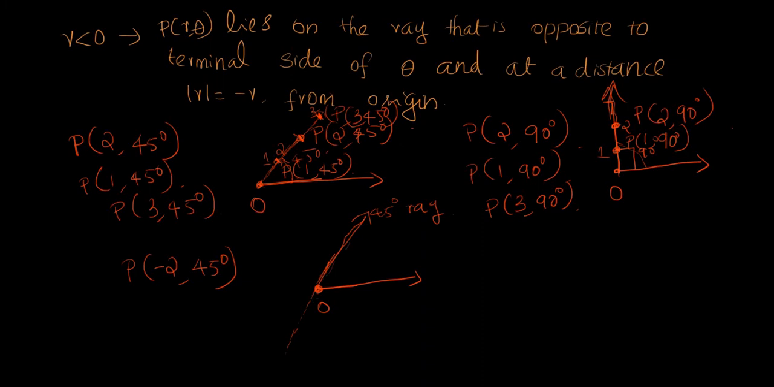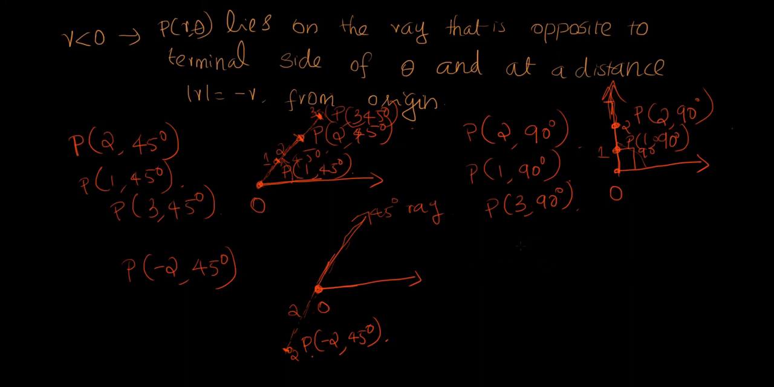Position, not moving in the forward direction. This is in the backward direction at a distance 2. Here, this is the point P(-2, 45°). Whereas they are saying that if r is less than 0, P(r, θ) lies on the ray that is opposite to the terminal side of θ, at a distance of 2. The distance is 2, and the representation is P(-2, 45°).